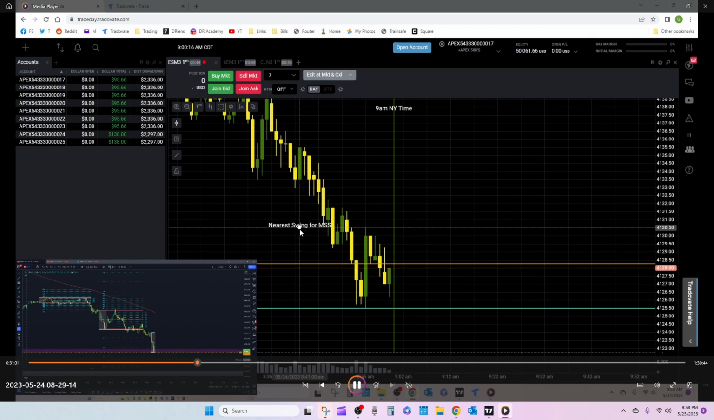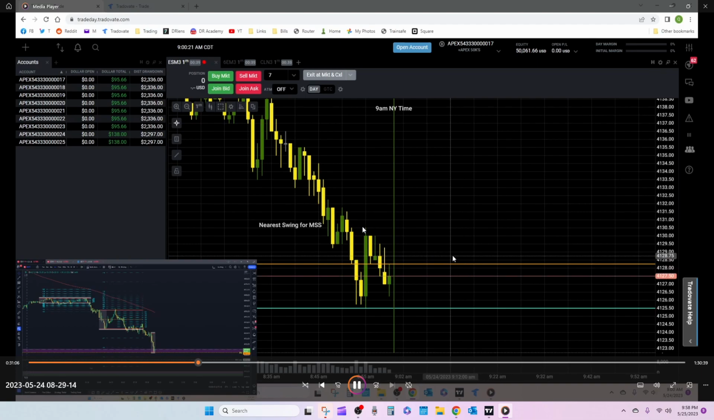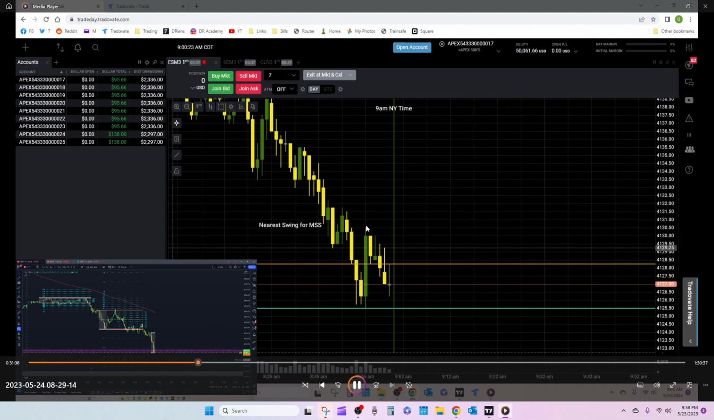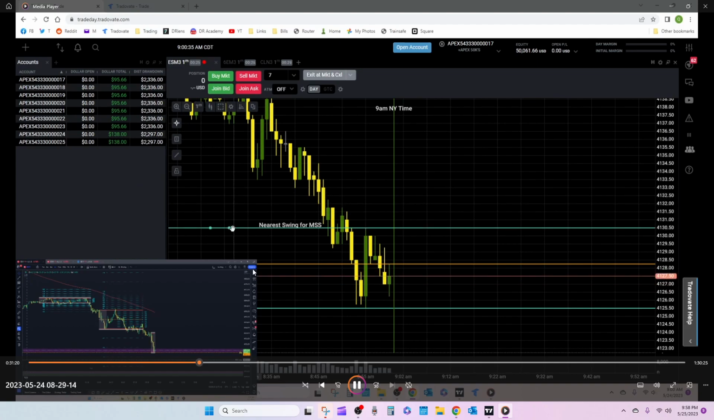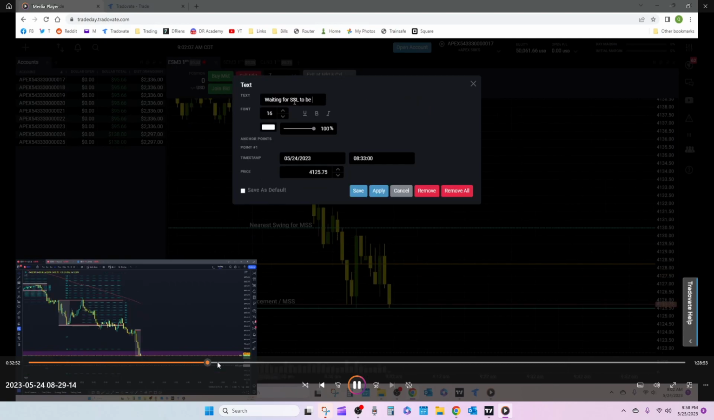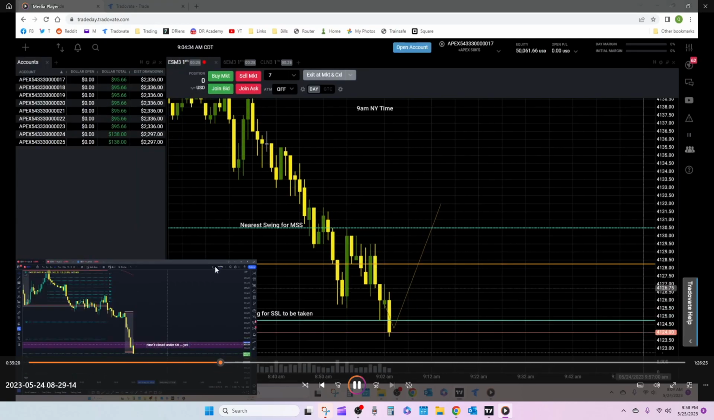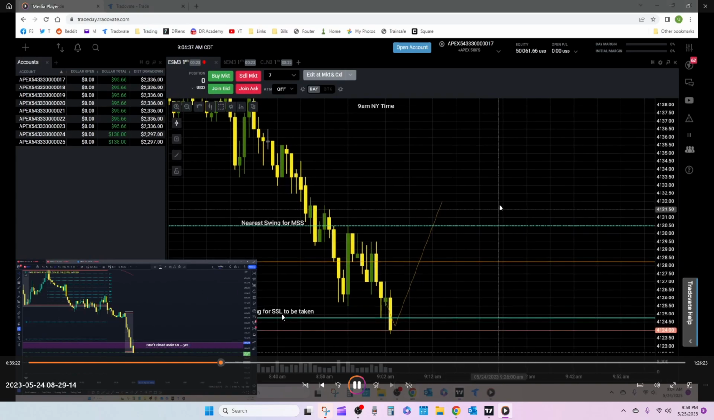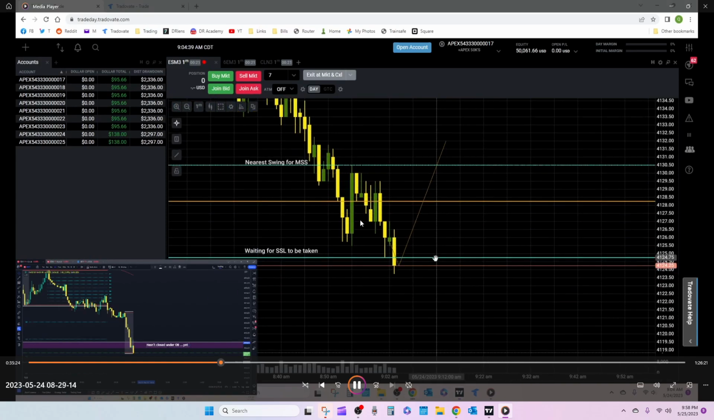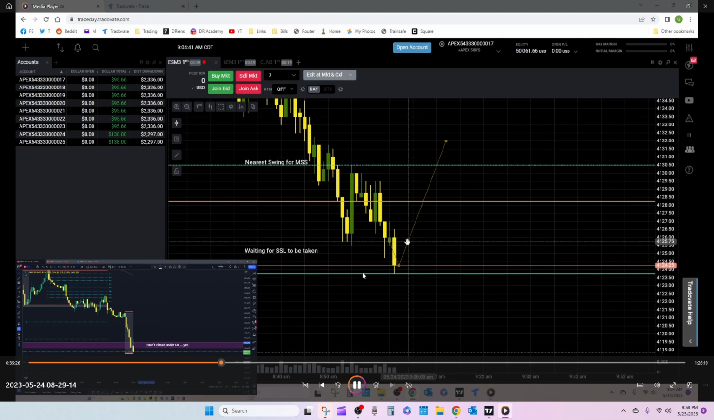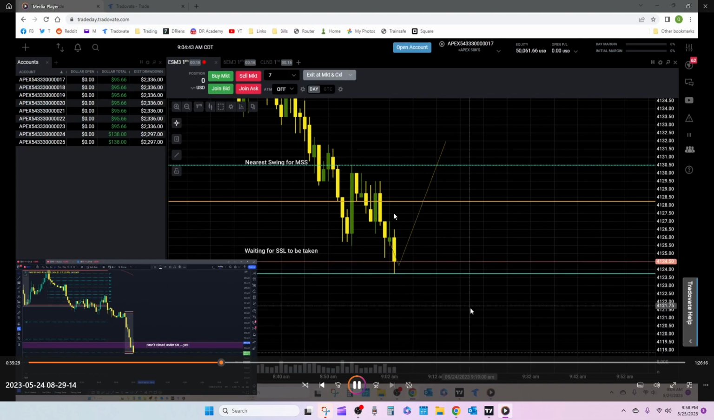All right, so now I'm marking my spot for the nearest swing. This is basically what I'm saying. I want to see displacement above this area for the silver bullet to be considered active. So we'll just skip ahead forward a little bit now. I'll let you see some of the annotations. Continually waiting for sell side. Every time I move it down, I'm waiting for that to be taken and then looking for the new swing.